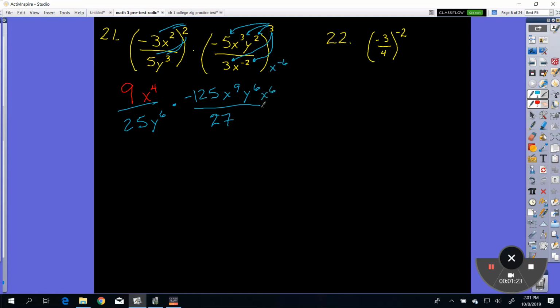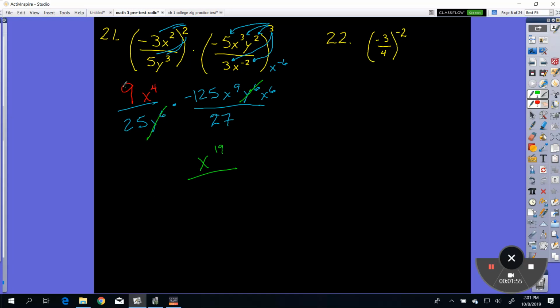So now that I've got everything here, I can start simplifying. I'm going to look for x's on the top. There's 4 here, 9 here, and 6 here. So 4 plus 9 is 13. Plus 6 more makes 19. So x to the 19 on top. There's y to the 6th and y to the 6th, one on the bottom and one on the top. So this y to the 6th on the top will cancel off the y to the 6th on the bottom. So those are just gone.